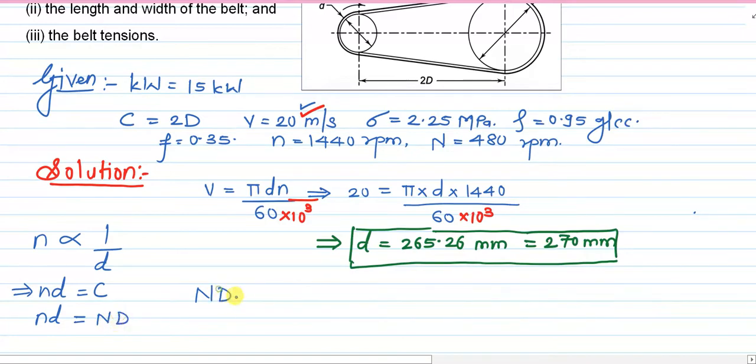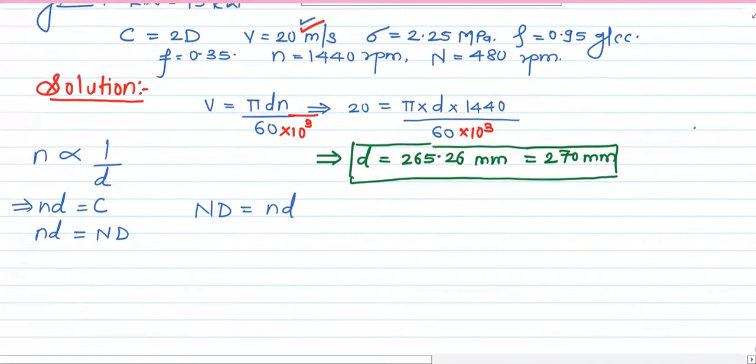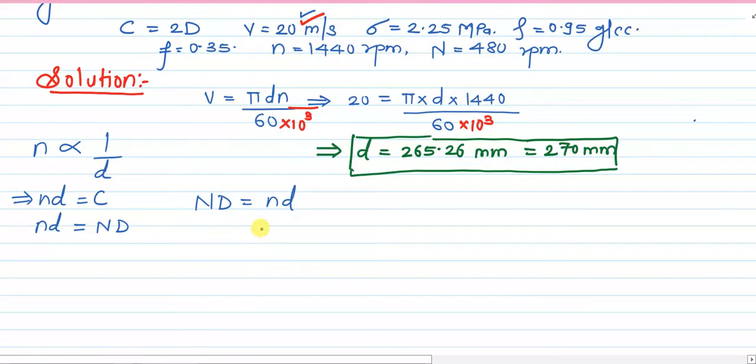So same thing I'm going to write here, capital N capital D, that product is equal to small n small d. That gives us capital N in this case is 480 rpm, capital D is not known to us, small n is 1440 rpm, small d we have just calculated, we can take it, that is 270 mm. On the basis of this we can say that capital D, that is the diameter of the bigger pulley, will be equal to 810 mm.